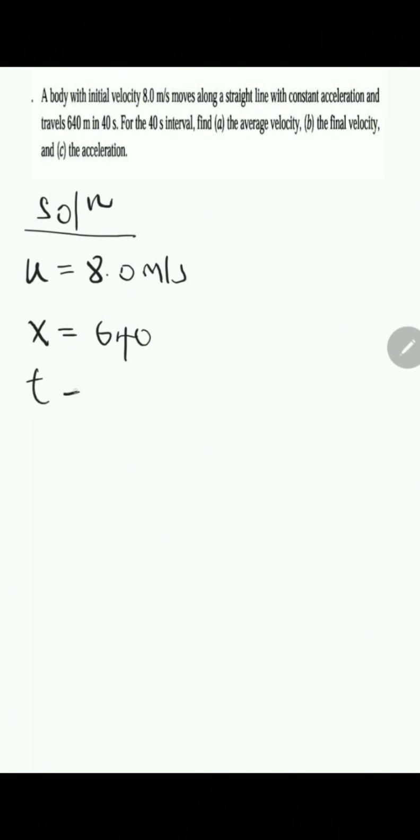So what we have is the initial speed, which is given as 8 meters per second, and we're also given the distance, which is 640, and also the time, which is 40. So 640 is for the distance, then t is 40 seconds.